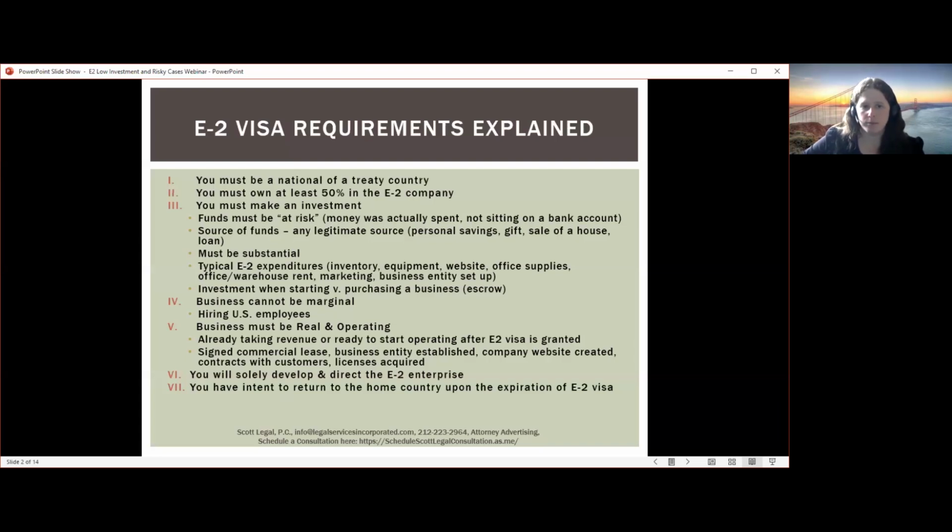So another E2 requirement is you have to show that you will be developing and directing the E2 business.